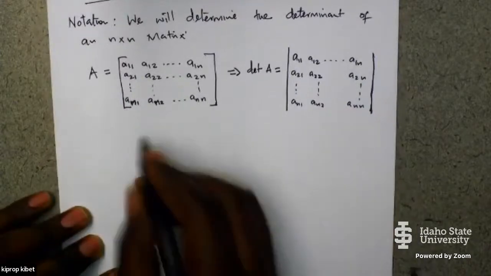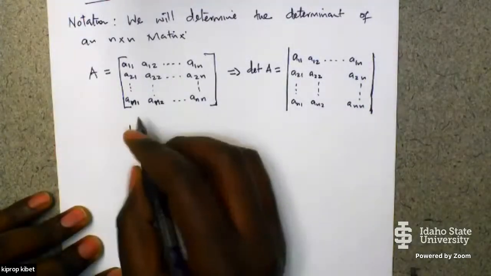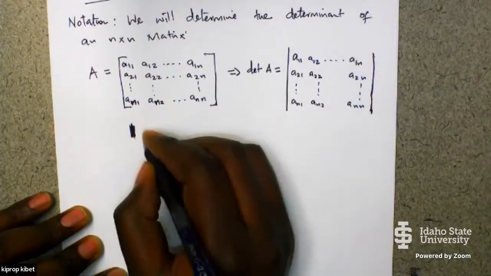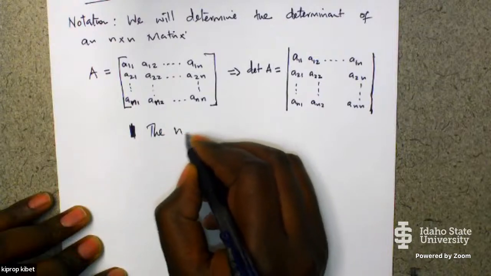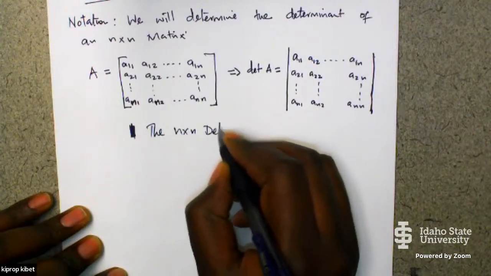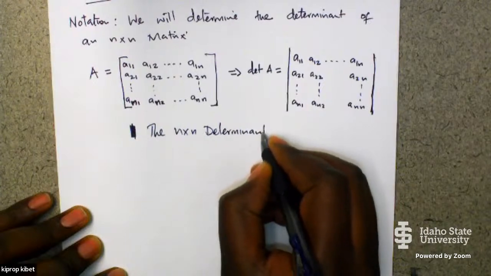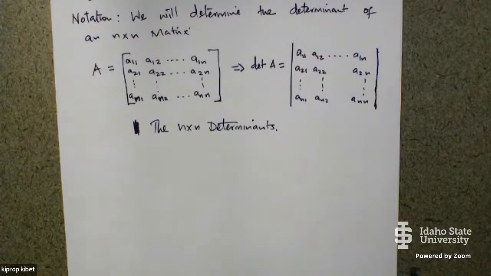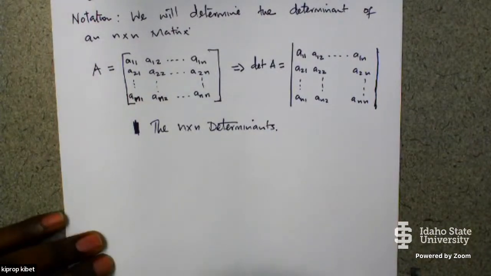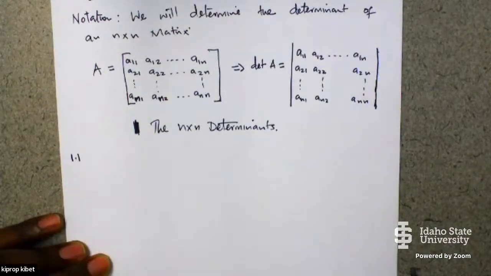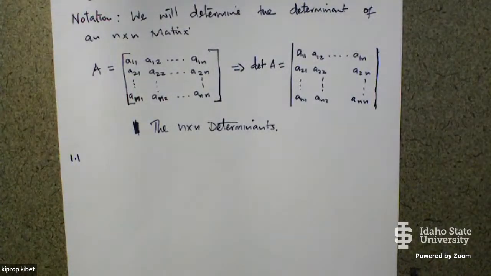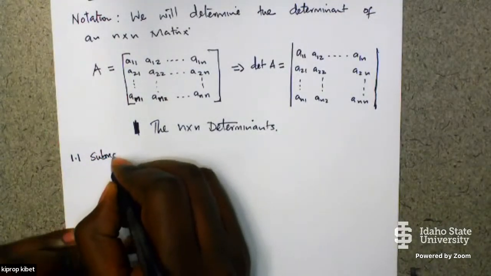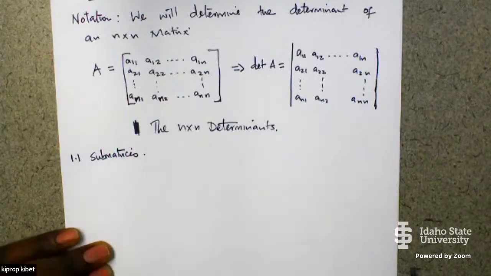okay, now let's start the first section. Section 1, the n by n determinants. We want to start from the section called the submatrices. So what is a submatrix?